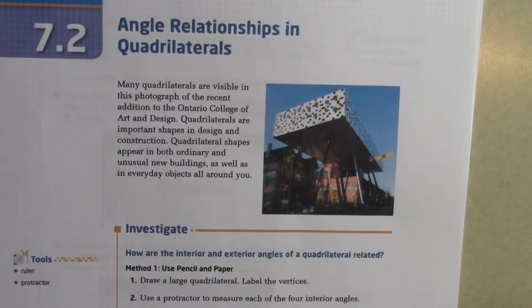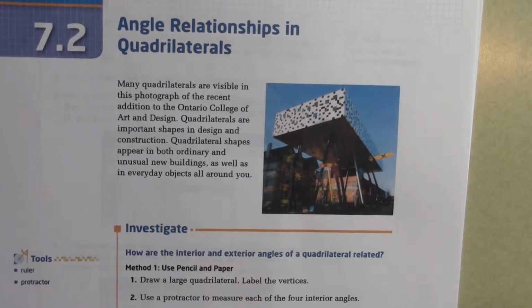So let's look at the investigate method 1. Use a pencil and paper. Draw a large quadrilateral. Label the vertices. First of all, what's a quadrilateral? I don't see a definition here. Who knows what it is? Henry. It's like any closed line segments that have 4 sides. Good. So kind of a 4-sided shape, pretty much.